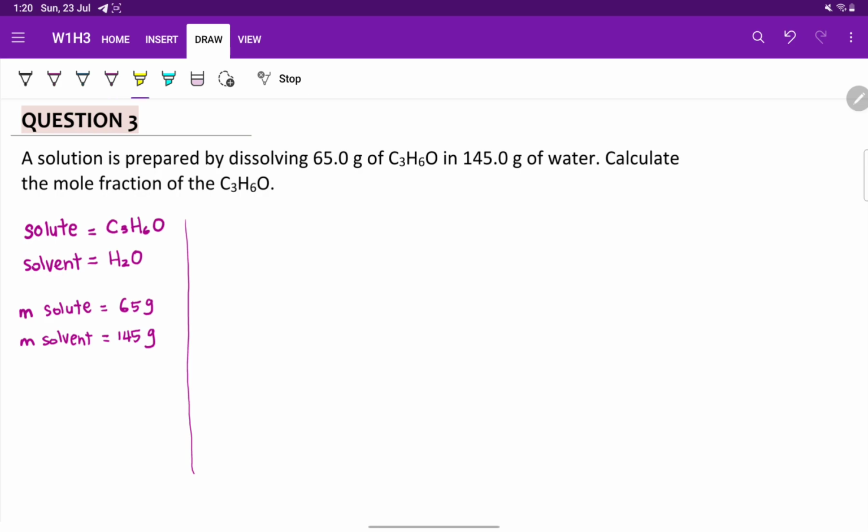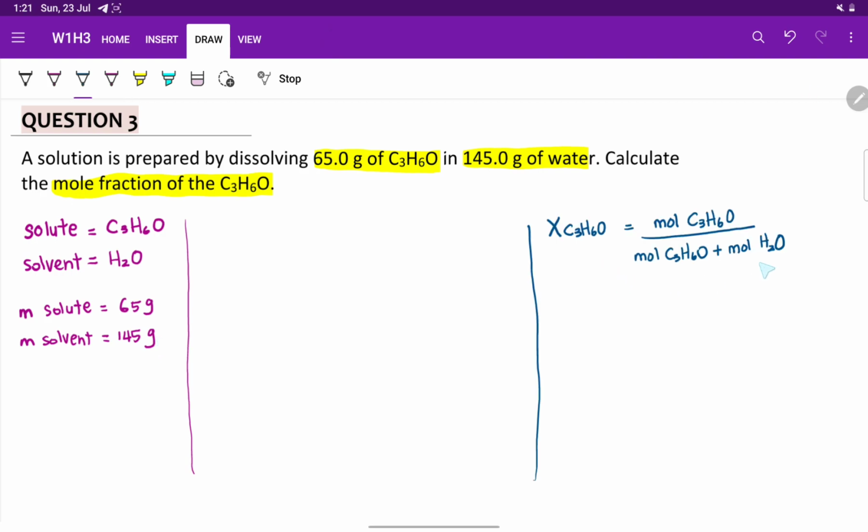A solution is prepared by dissolving 65 gram of C3H6O in 145 gram of water. So, calculate the mole fraction of C3H6O. Okay, so kita nak cari mole fraction dekat sini. Kita tulis dulu dia punya equation. Sebelum tu, saya dah keluarkan maklumat dekat sini. So, this is our solute, this is our solvent, the mass of solute and also the mass of solvent.